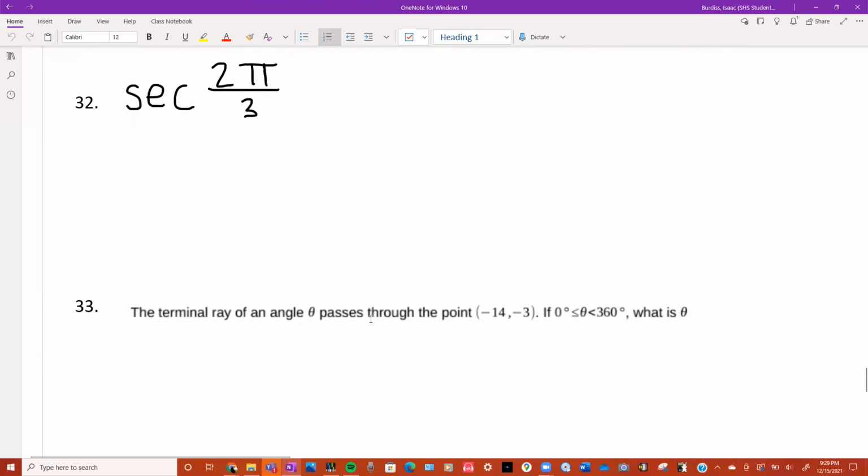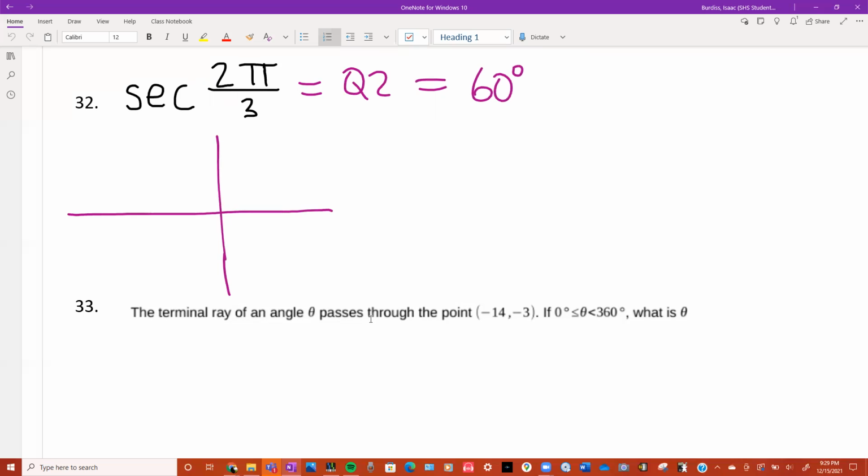What is the secant of 2 pi over 3? Well, we know by our unit circle that it is in quadrant 2, and anytime something has a denominator of 3, that has a 60-degree angle. If this doesn't make sense to you, please watch the video specifically on this. And so we go to quadrant 2, we make a triangle, we make it have 60 degrees.